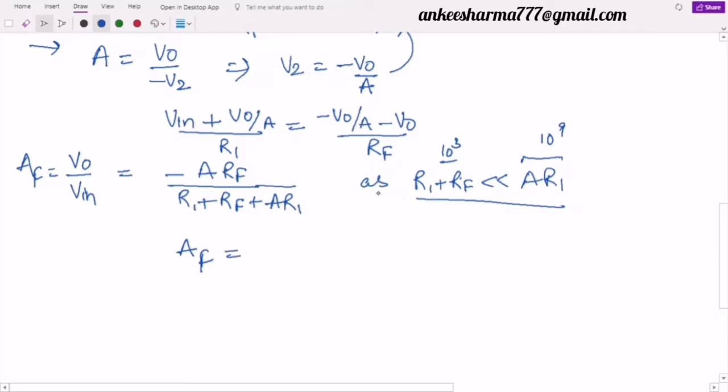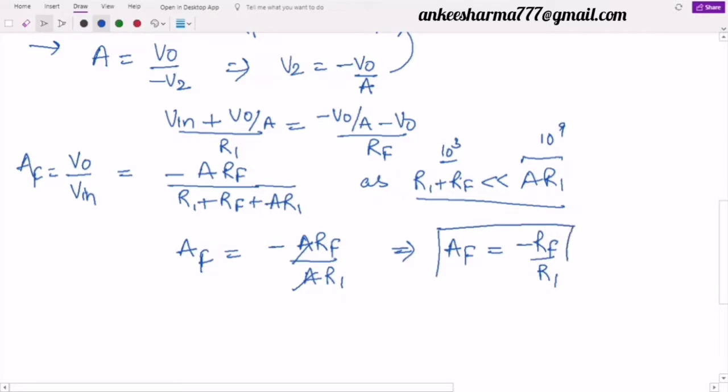So I will get AF is equal to minus A times of RF by A times of R1, because R1 plus RF is neglected in comparison to the A R1. So A will be cancelled out, and you will get the closed loop voltage gain in the case of voltage shunt feedback amplifier for the inverting case is equal to minus RF by R1. It means with this negative feedback, the gain is now depending upon these two resistances RF and R1.